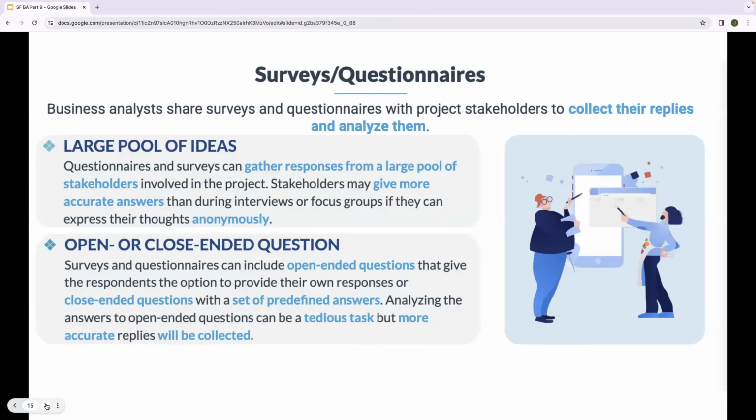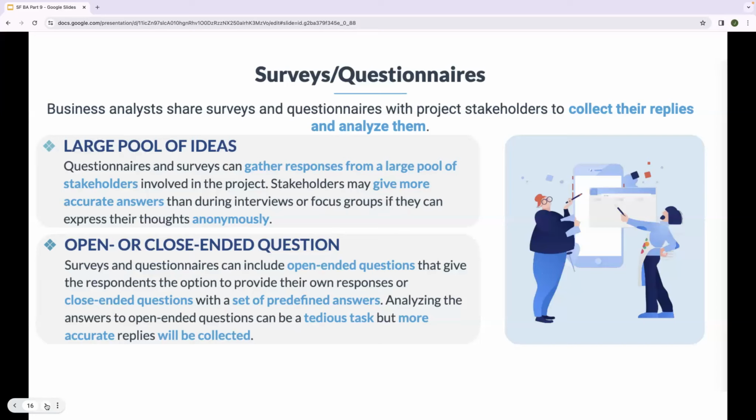Surveys and questionnaires. Business analysts share surveys and questionnaires with the project stakeholders to collect their replies and analyze them. Large pool of ideas. Questionnaires and surveys can gather responses from a large pool of stakeholders involved in the project. Stakeholders may give more accurate answers than during interviews or focus groups if they can express their thoughts anonymously.